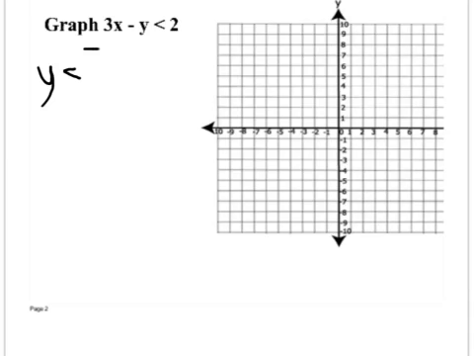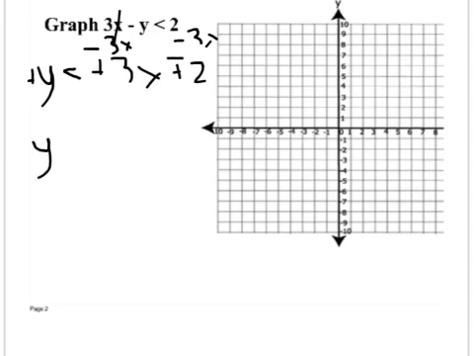The first thing I want to do is subtract 3x, so I'm going to move it over here. This gives me negative y is less than negative 3x plus 2. I can't have a negative y, so I make it positive, which changes the sign of everything else. Now I have y is greater than 3x minus 2.